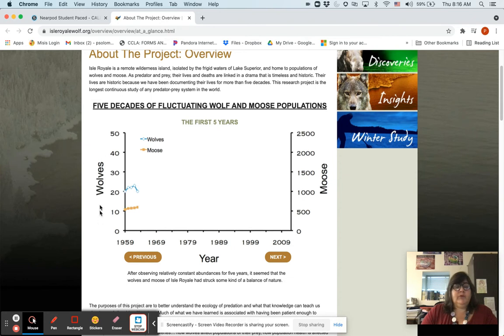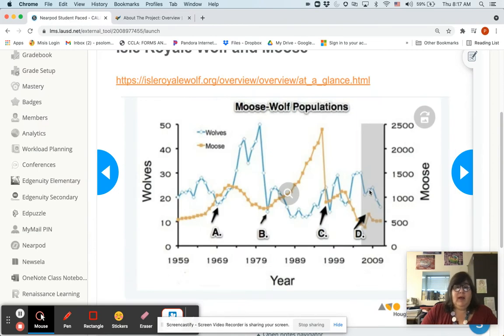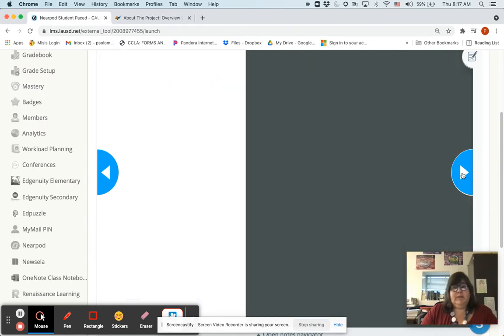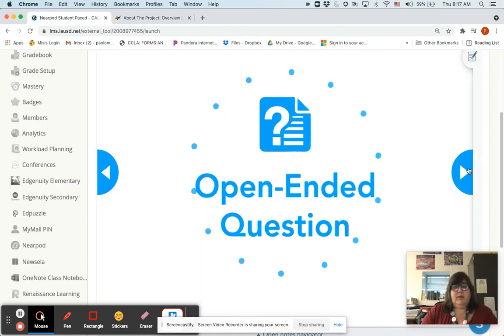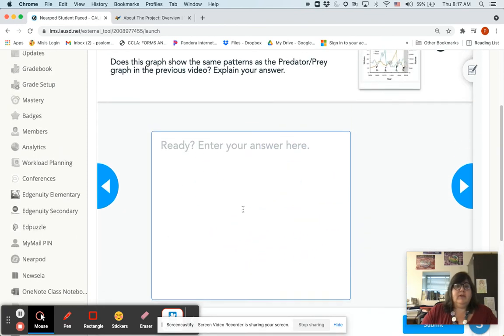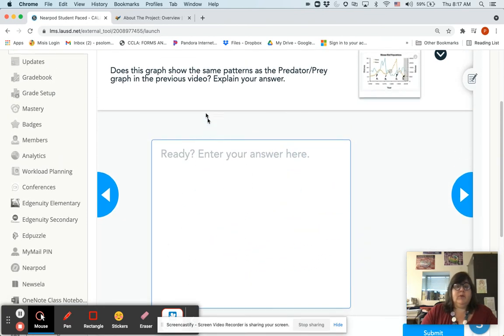Notice that the numbers for the wolves are here on the y-axis, and the numbers for the moose are over here. You might notice that there's always more moose than there are wolves, and that's because there have to be a lot of moose for the wolves to eat. All right. And then there's an open-ended question that I want you to talk about.